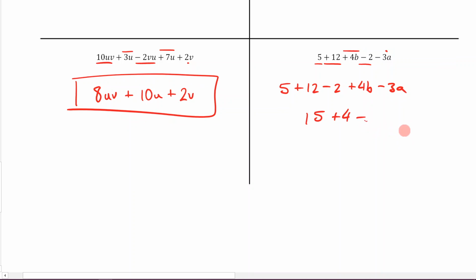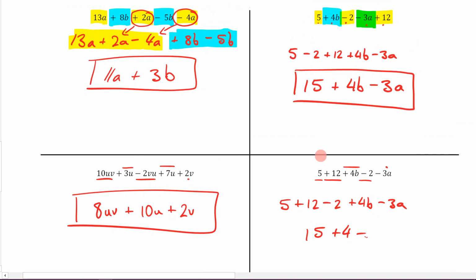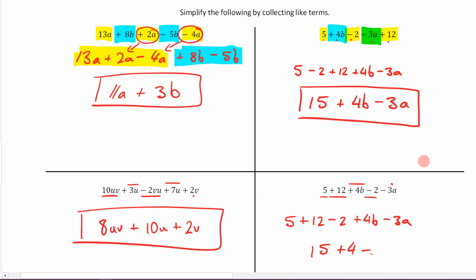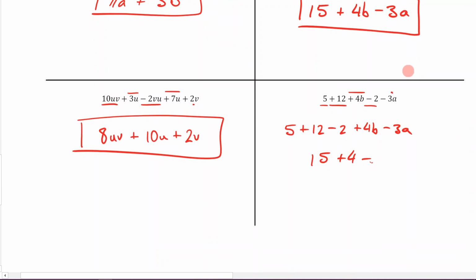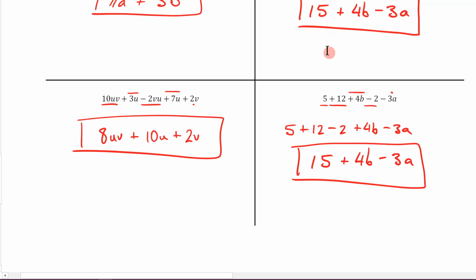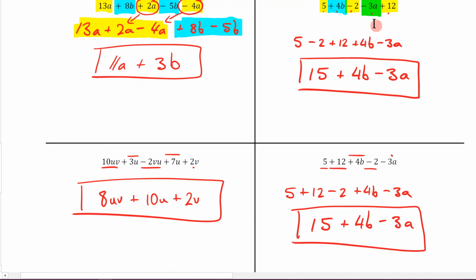Is it the same as the one I did up there? It is. Is it? No, it's a little bit different. The numbers are just in different orders. That's right. 15 plus 4b, what was I doing? I got confused there. It is 15 plus 4b minus 3a. So that is the same answer as I got up here, but they're just ordered in a different way. But that's all right. We still used our same techniques to get the answer that we needed.